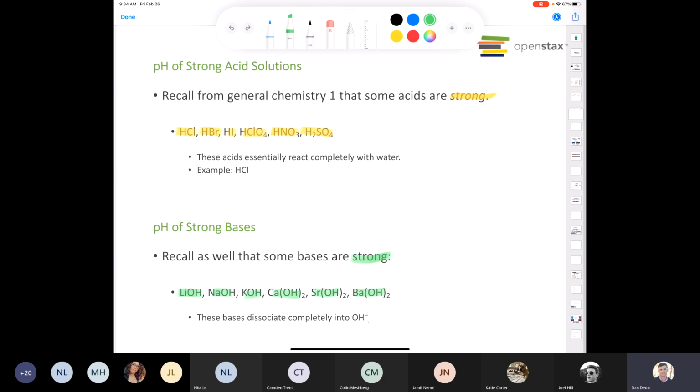Now, when it says here that strong acids react essentially completely with water, what does that mean? That means if you take an acid like hydrochloric acid and you put it in water, you don't put equilibrium arrows. It's not an equilibrium. It's going to react completely with water. So we draw an irreversible arrow, and we would end up producing hydronium plus the chloride ion.